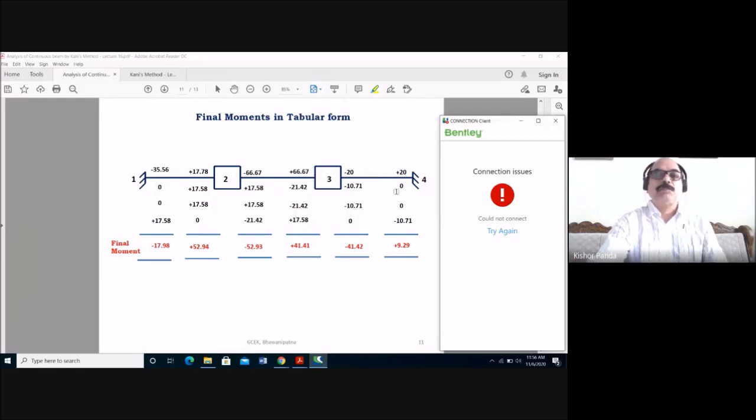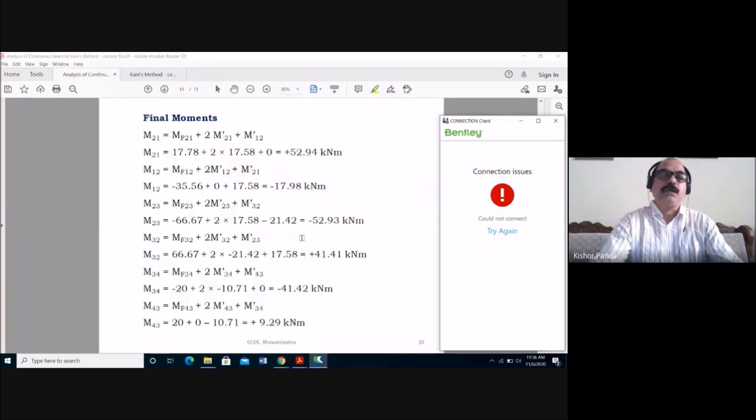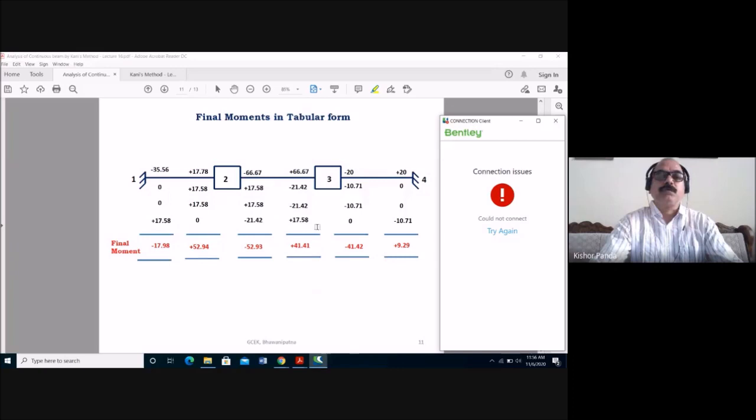In this tabular form also you can find out the final moment. Similarly here M-32, this is the fixed end moment, this is twice the near end moment and once the far end moment, and this is the final moment. For M-34, this is the near end fixed end moment, this is twice the near end moment, this is the far end moment, and this is the final moment. So these are the final moments. So the same values you got here can also be found using this type of table.